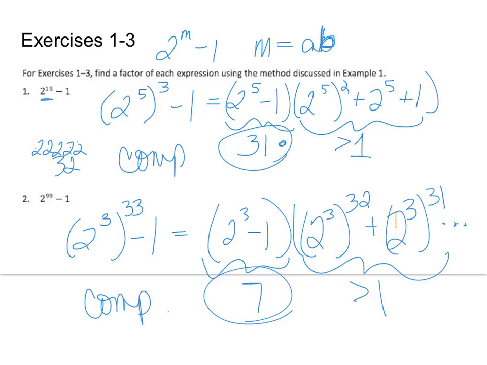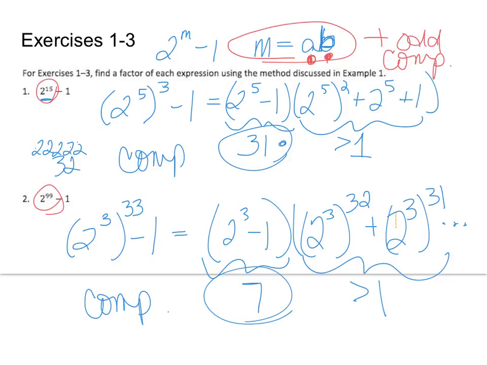I want to point something out. In the previous slide, we said that m equals ab must be a positive, odd composite number. So a and b have to also be odd. When we pick our a's and our b's, they must also be odd numbers, or else the product would be even. So as we pick our numbers to mess with these powers, we need to pick two odd numbers, and this only works if our power is a positive odd composite.